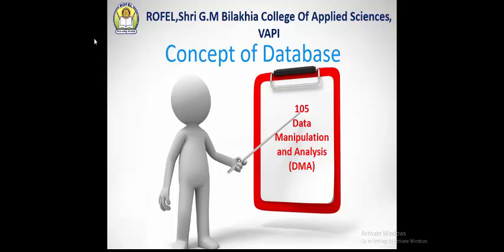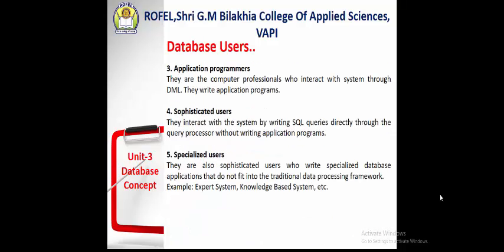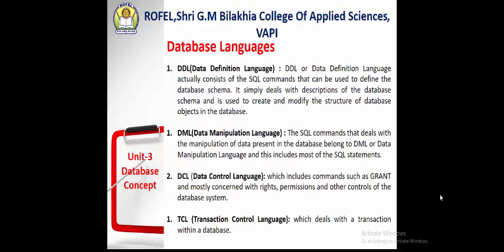architecture of the database. Before we start architecture, just see an overview of the users. Database users means the persons who can interact with the database are known as the database users. Database users are the DBA, naive users, application programmers, sophisticated users and specialized users.